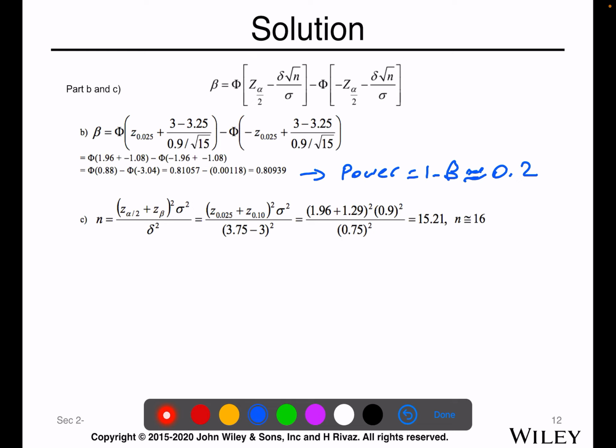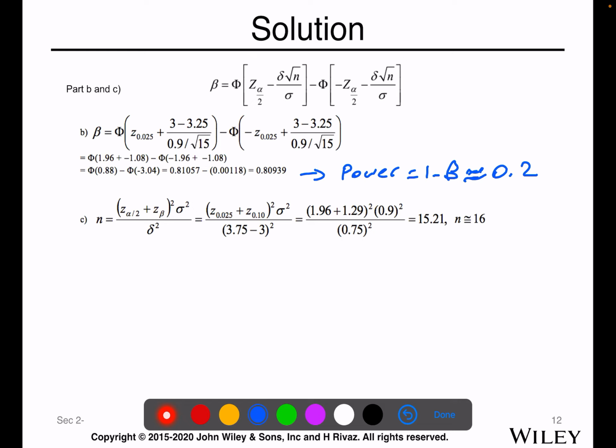Any other questions? So we can compare the results to the previous part, right? If the true mean was 3.25 with 15 samples, we got a beta of 0.8, a very large beta, a very large probability of error. And if the true mean is increased to 3.75 instead of 3.25, with around the same sample size, this is 15, this is 15.21, we get a much smaller beta of 0.1, right?